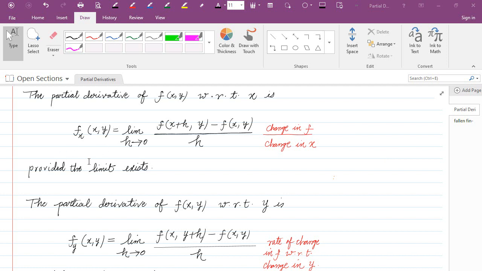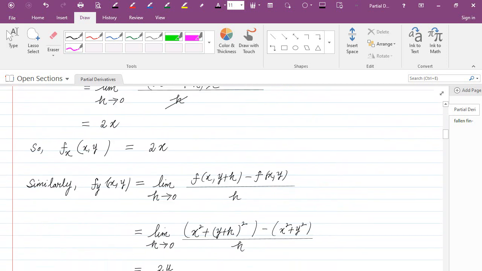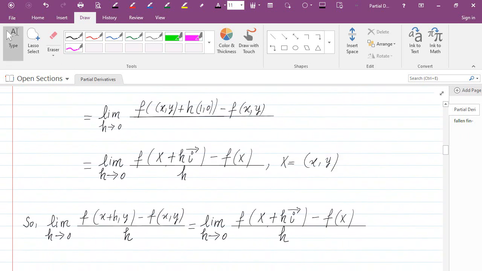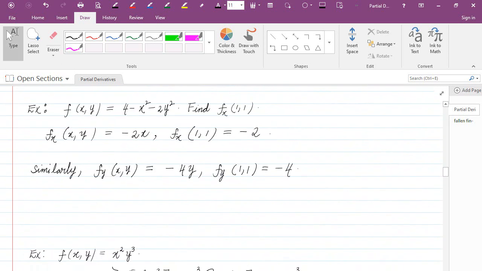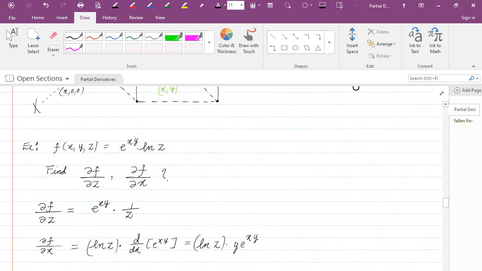Previously, we defined partial derivatives for functions of two variables in terms of limits. The partial derivatives of functions of three variables are also defined in a similar way, and in fact, for functions of any number of variables, the partial derivatives are defined pretty much the same way. So I'm not gonna write down these limit definitions for functions of three variables, but let's do an example.